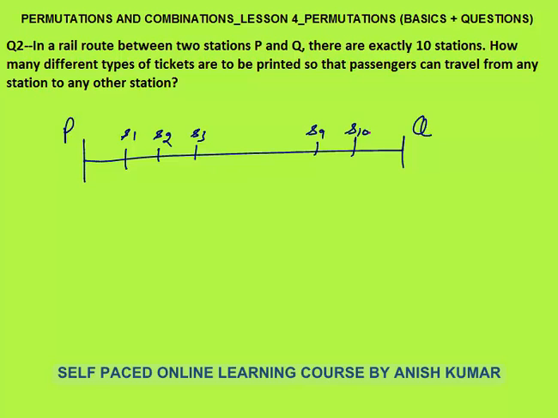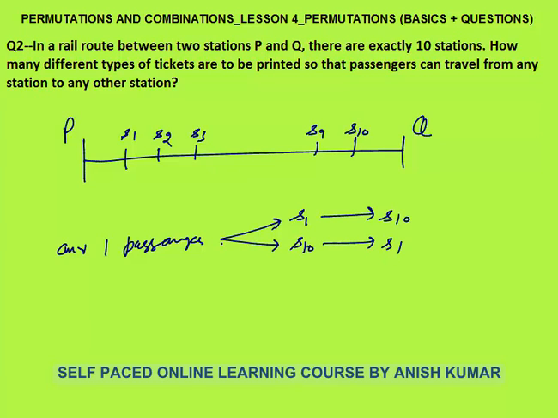Now how many different types of tickets are to be printed so that a passenger can travel from any one station to any other station? Now any one passenger can demand a ticket from, let's say, station number 1 to station number 10, or vice versa. It could be station number 10 to station number 1, station P to station number 9, station Q to station number 11 and so on.